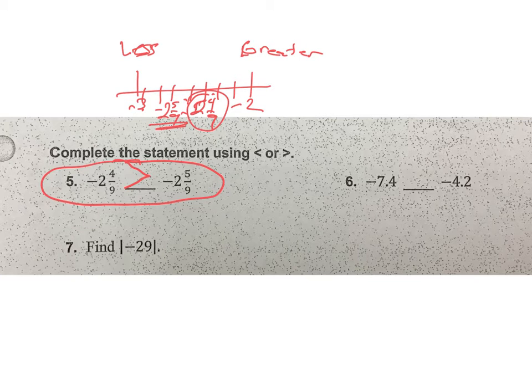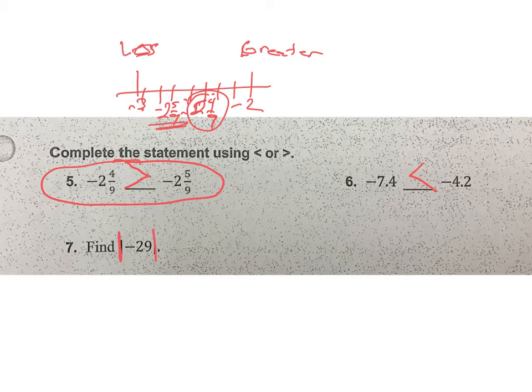Number 6, again, I could do the same thing by just pretending they're both positive. And I know 7.4 is bigger than 4.2, but because they're negative, 7.4 is actually smaller. So it'd be negative 7.4 is less than negative 4.2. Okay.